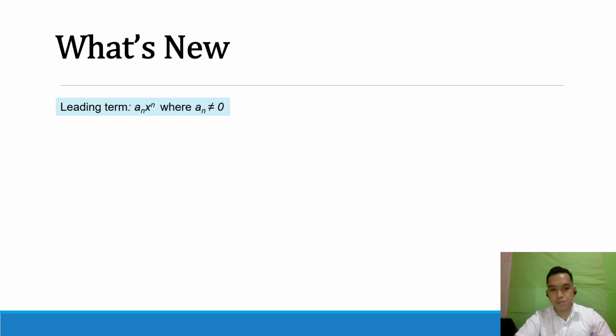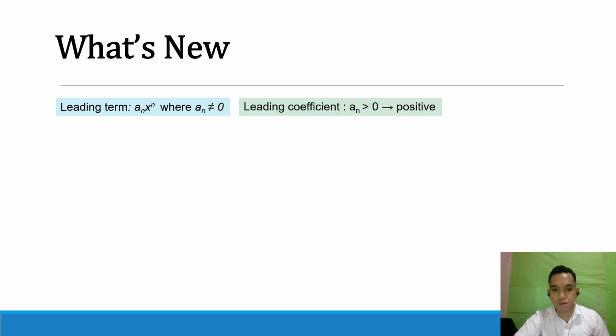We have the leading term, which is a sub n times x raised to n, where a sub n is not equal to 0. Then the leading coefficient, which is a sub n greater than 0, so that is positive. Then if a sub n is less than 0, that is negative. So the leading coefficient can be positive or negative. Then we have the degree. It can be even or odd.